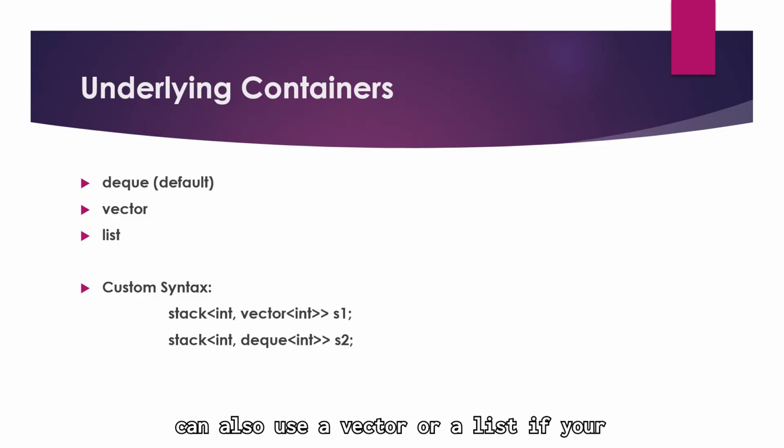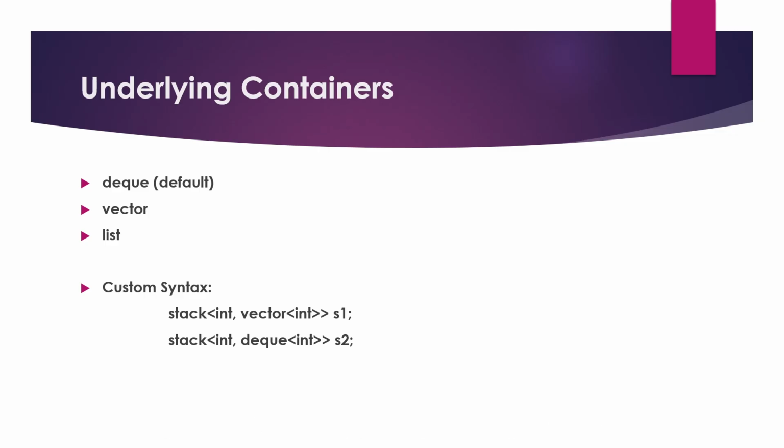However, you can also use a vector or a list if your use case demands it. For example, if you don't need frequent pops but want tight memory allocation, vector may be ideal. When performance tuning, the choice of underlying container can make a significant difference.